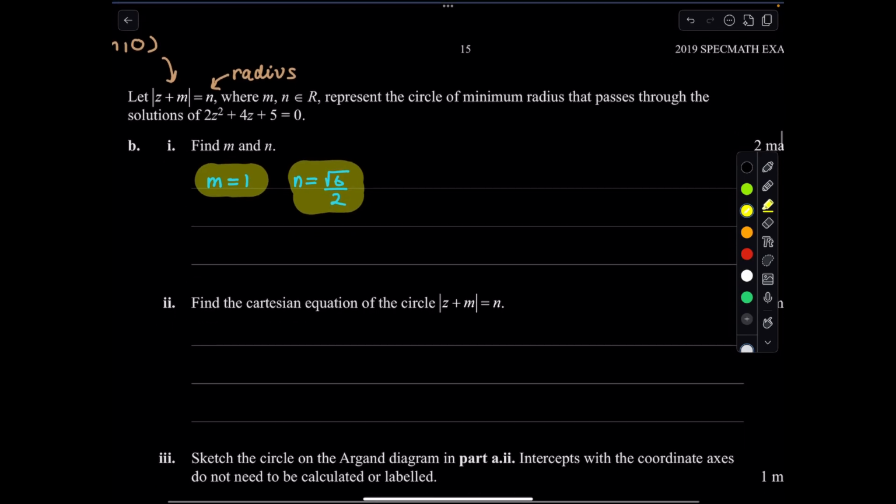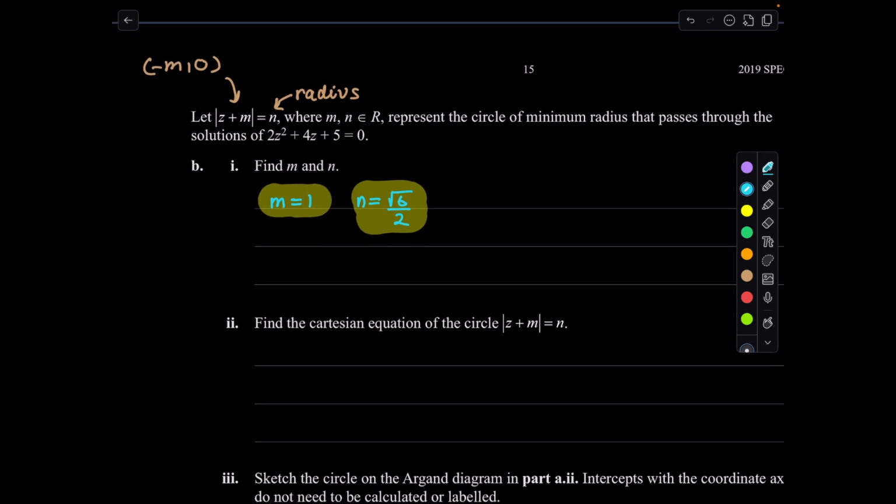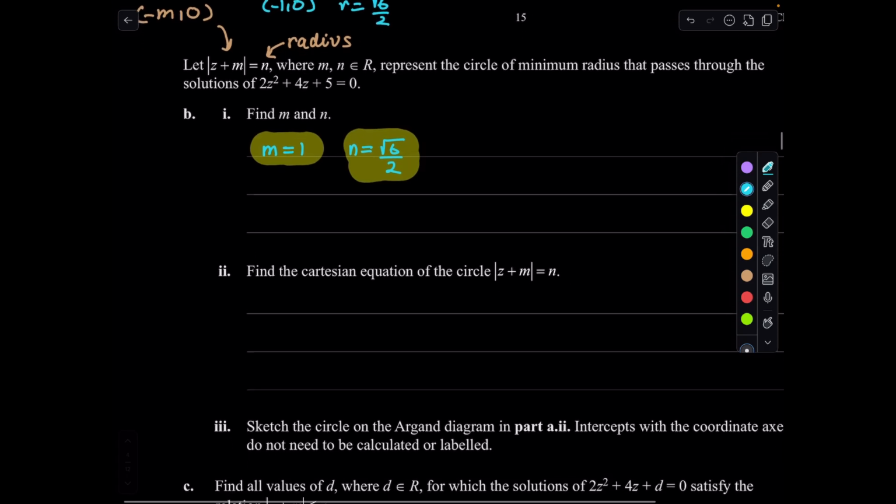All right, perfect. Next question here. Find the Cartesian equation of the circle of this. This is really easy. Just the Cartesian equation, just the normal way you would write a circle. Well, if we know the center of it is, again, what was it? So it was -1, 0, and the radius was root 6 on 2. Well, you would write a circle like this then.